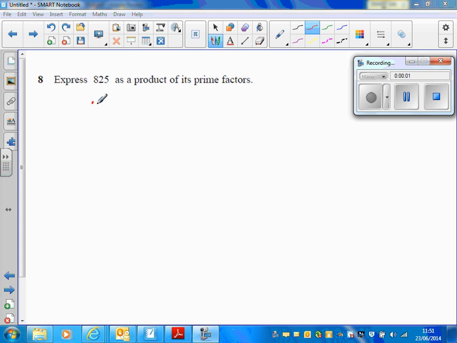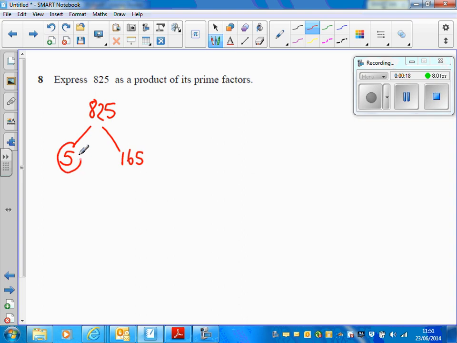Express 825 as the product of its prime factors. I'm going to use the factor tree first. 825 can be split into two numbers multiplied. I can see that it can be divided by 5, so if I use my calculator, divide by 5, I get 5 times 165. Now 5 is a prime number, so I can stop there.